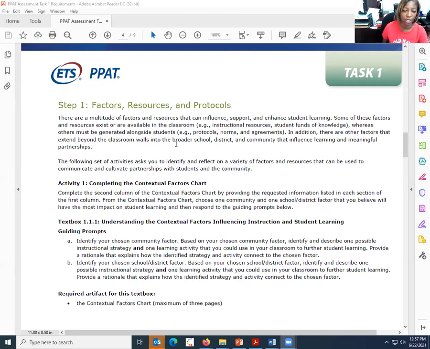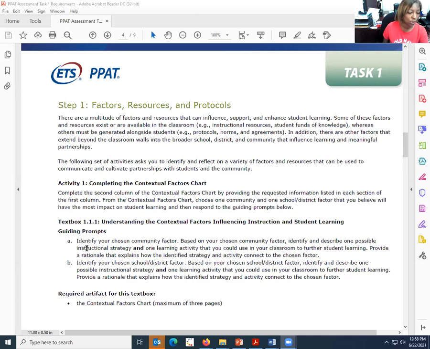It says, in addition, there are other factors that extend beyond the classroom walls into the broader school district and community that influence learning and meaningful partnerships. It says the following set of activities ask you to identify and reflect on a variety of factors and resources that can be used to communicate and cultivate partnerships with students and the community. Activity 1 is completing the contextual factors chart. And text box 1.1, understanding the contextual factors influencing instruction and student learning.